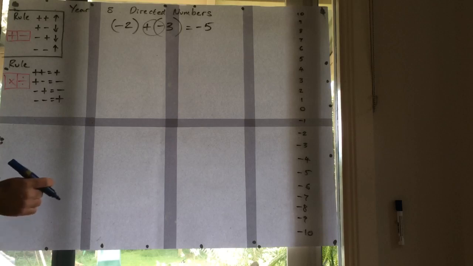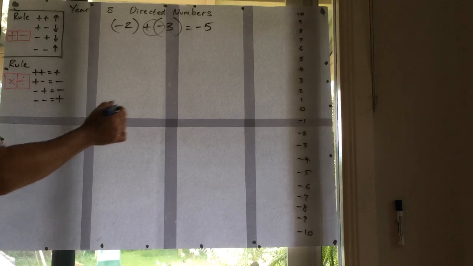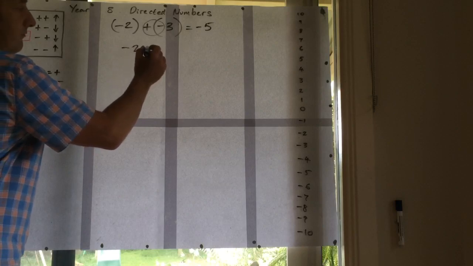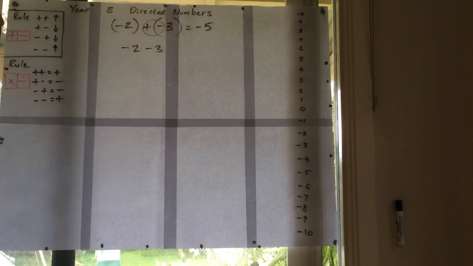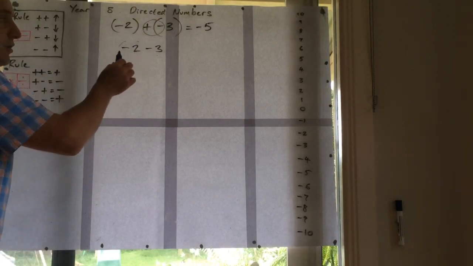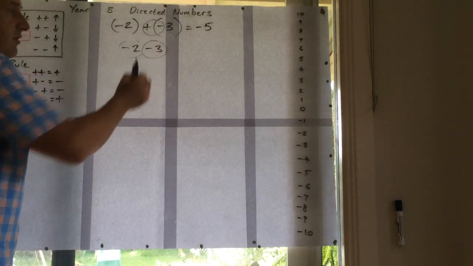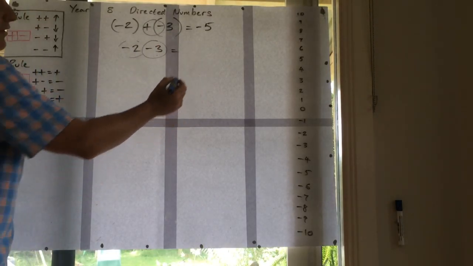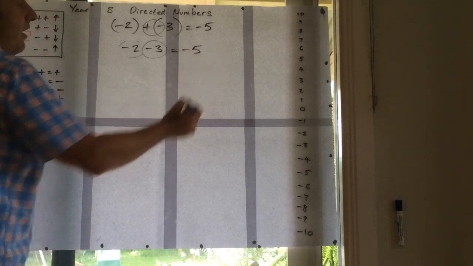Don't worry about it. Okay, the other thing, we might see things like this: negative 2, take away 3, subtract 3. Same thing. Think about it this way. Hey, I lose $2, I lose $3. How much have I lost? I've lost $5. If I've lost $5, I'm going to write negative 5.